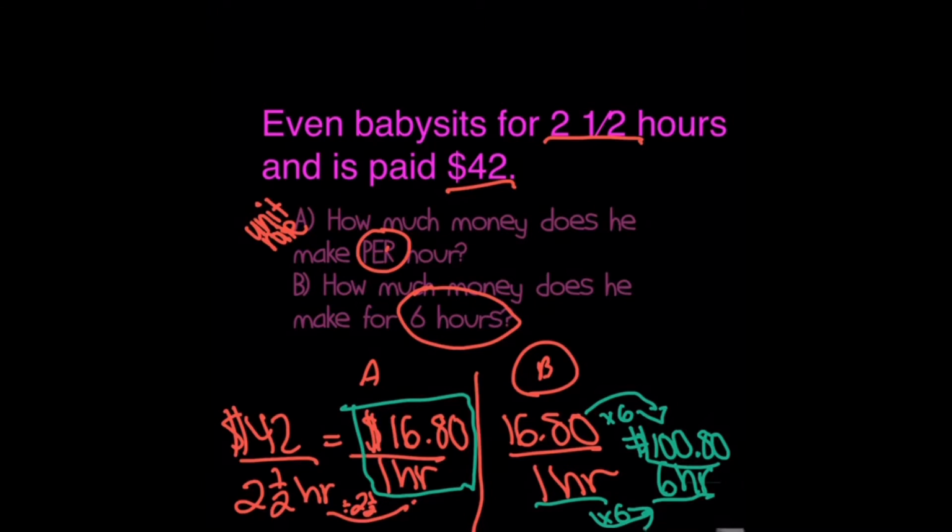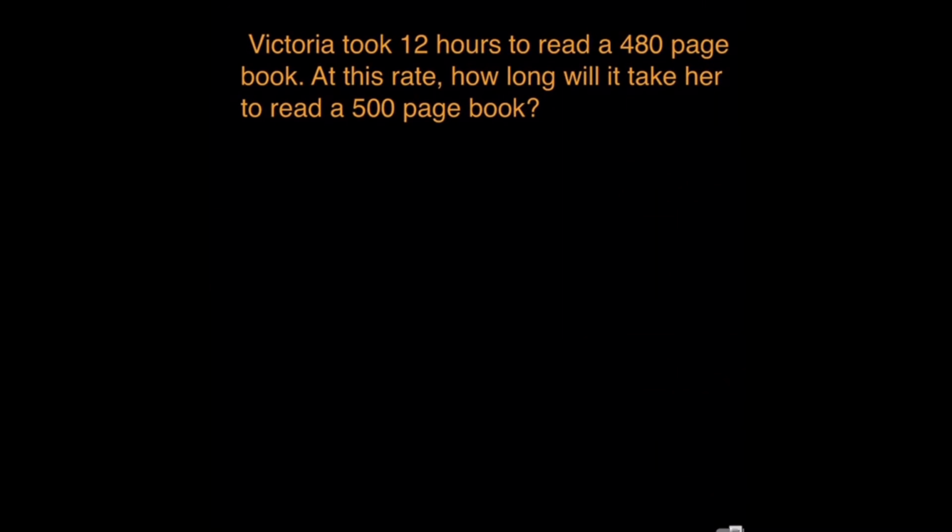This is so much easier. Now all we have to do is take our unit rate and multiply it by 6, right? You're not going to be doing $42 over 2.5 hours and trying to get to 6. That would not be the best idea, because now you have to do more work. Right away, you just use the same proportion over here, and all I have to do this time is multiply by 6. Next word problem.